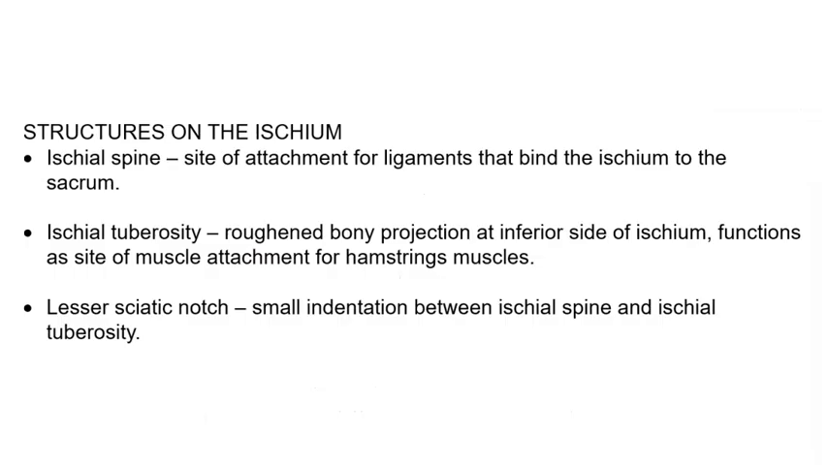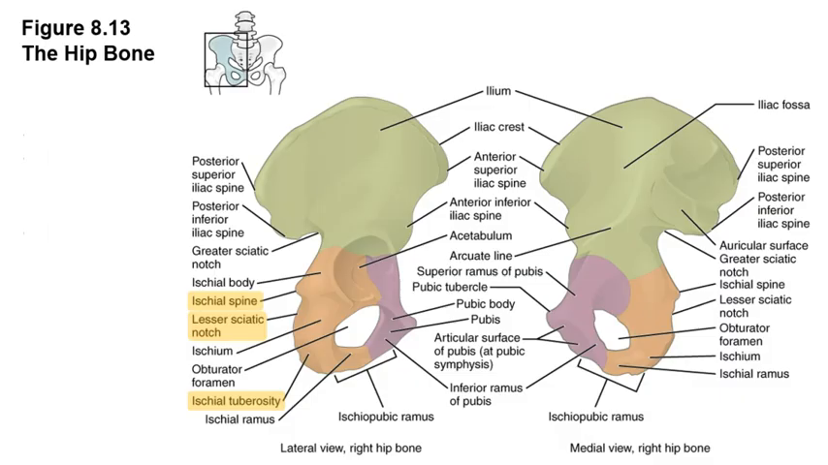The ischium has three structures of interest. The ischial spine is the site of attachment for ligaments that bind the ischium to the sacrum. The ischial tuberosity is a roughened bony projection at the inferior side of the ischium. It functions as a site of muscle attachment for the hamstrings muscles and also supports body weight when we are sitting. The lesser sciatic notch is a small indentation between the ischial spine and the ischial tuberosity.